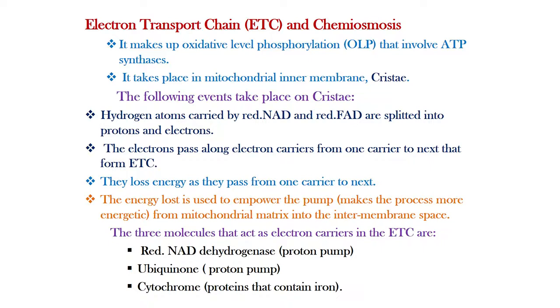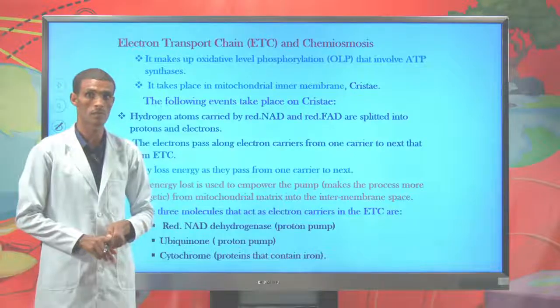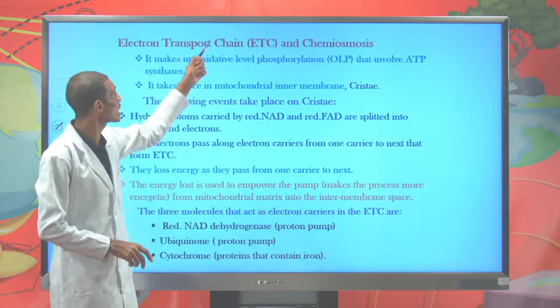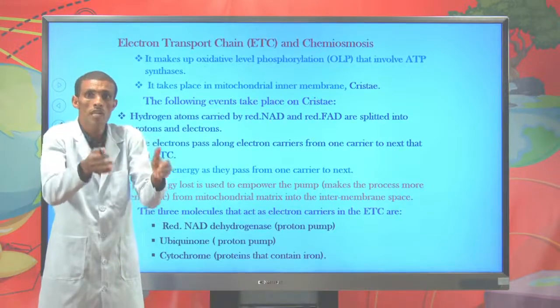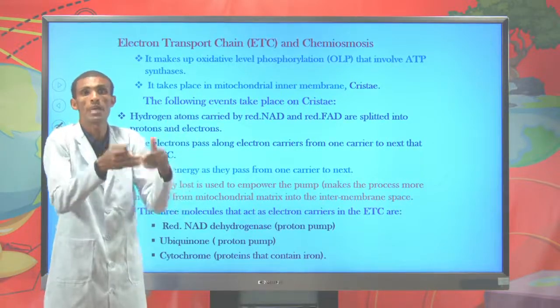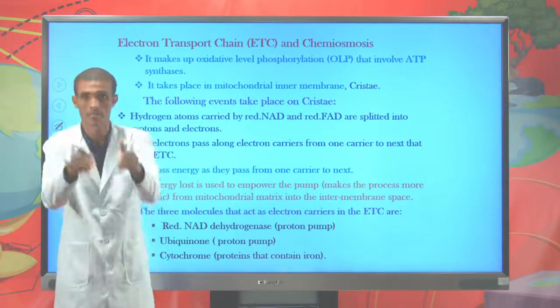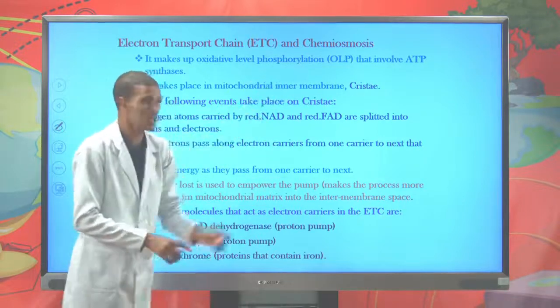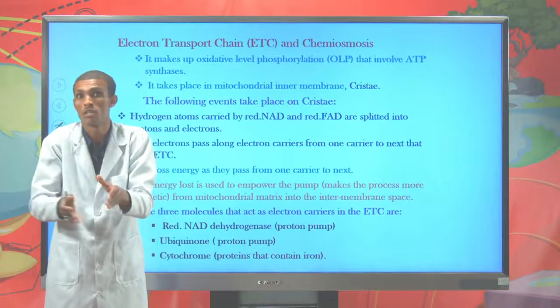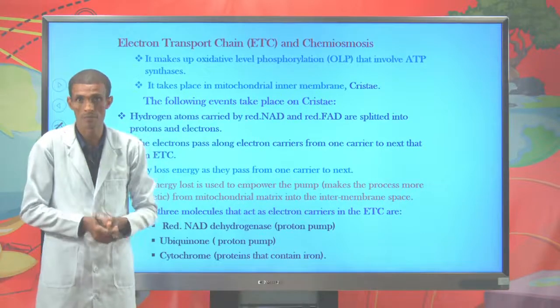Another most important step of aerobic respiration is oxidative level phosphorylation, where oxidative level phosphorylation includes both electron transport chain plus chemiosmosis. When we say electron transport chain, it is a means of transporting electrons from one carrier to another. Electrons can jump from one carrier to the next, whereas chemiosmosis means passing of protons through the mitochondrial membrane.